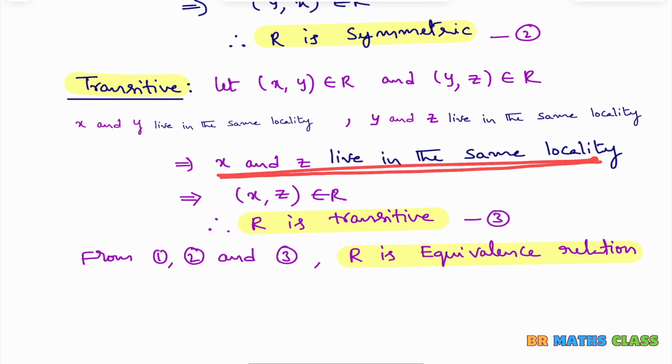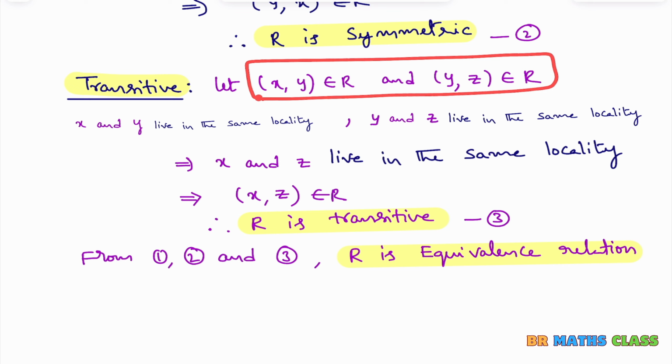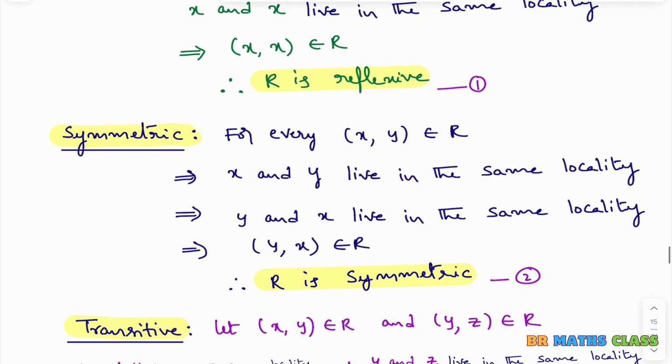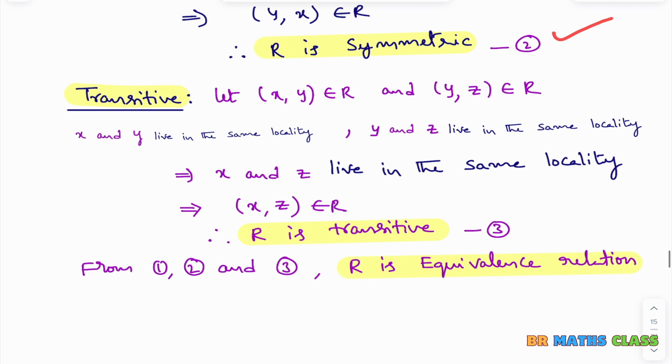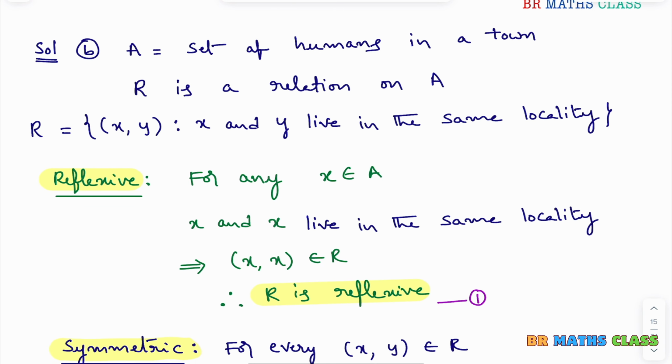This is common sense related. You can understand this easily. So as x and z live in the same locality, I can say that the ordered pair x comma z belongs to the relation. So for every such pair of ordered pairs x comma y and y comma z, x comma z also belongs to this relation. I'll say that this relation is transitive. So if you observe, this relation is reflexive, symmetric and transitive. From 1 to 3, we can say that this relation is an equivalence relation. I hope you understand the solution of this second bit.